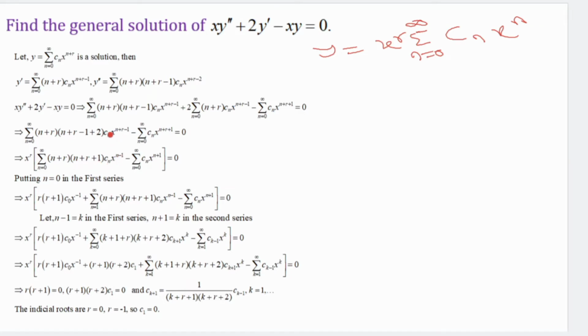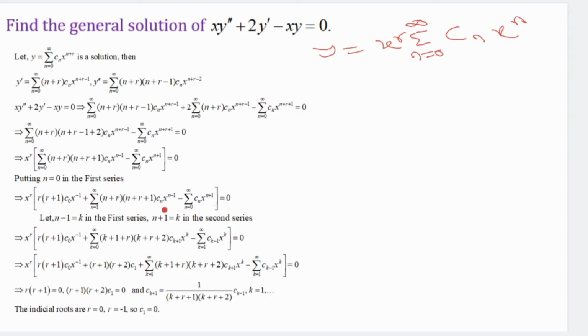Since the summation is related to n, we take out x power r outside from both series. So here x power r we take out. Now when we put n equal to 0 in this series, we can see the power of x becomes negative. That's why we take out one term from this series. When we put n equal to 0 here, we get r plus 1, c0 x power minus 1. We take this term from this series. Then this series starts from n equal to 1 to infinity, because n equal to 0 we took out. Then this one is the same as before.